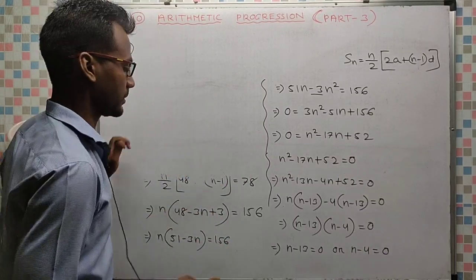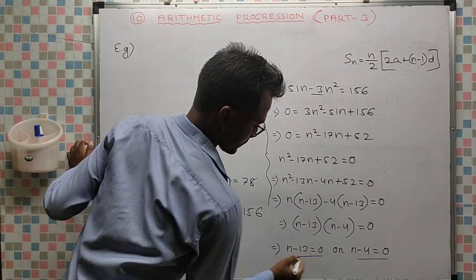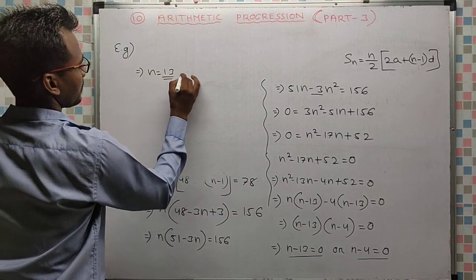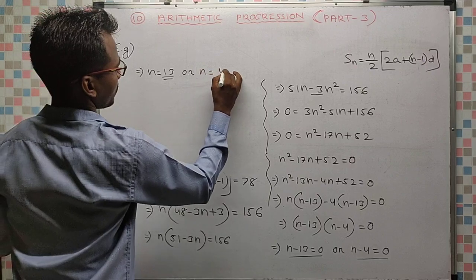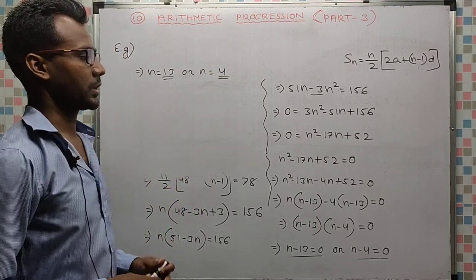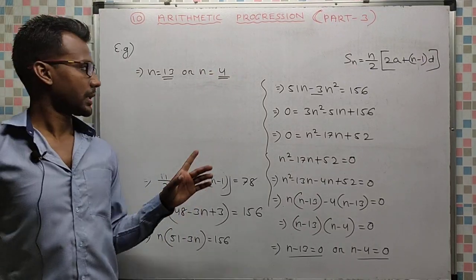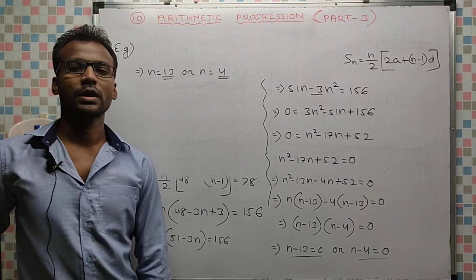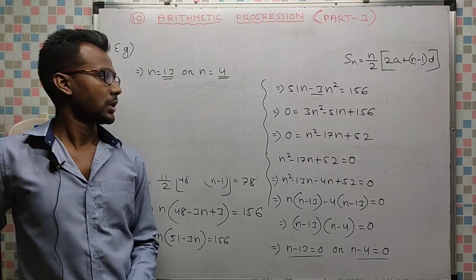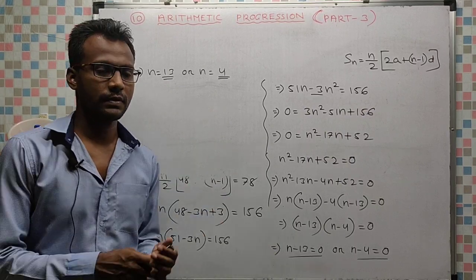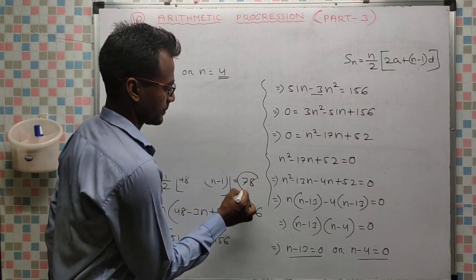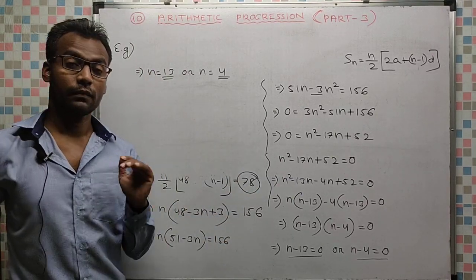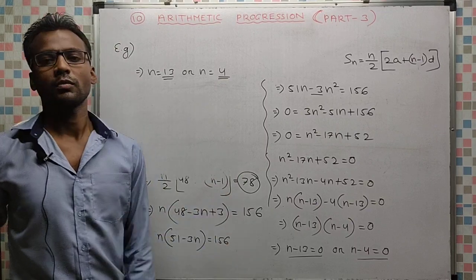So on solving this one, n is equal to 13 or n is equal to 4. That means if you take the first 13 terms of the AP, your sum will be 78. If you take the first 13 terms or the first 4 terms, your sum will be 78.